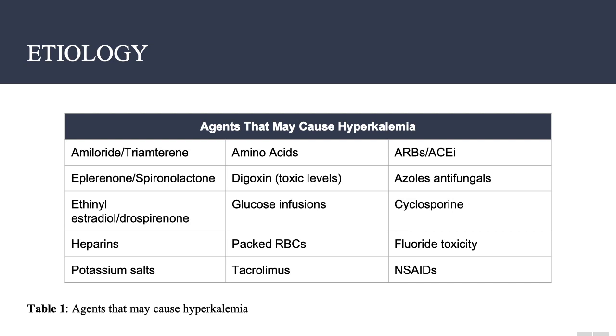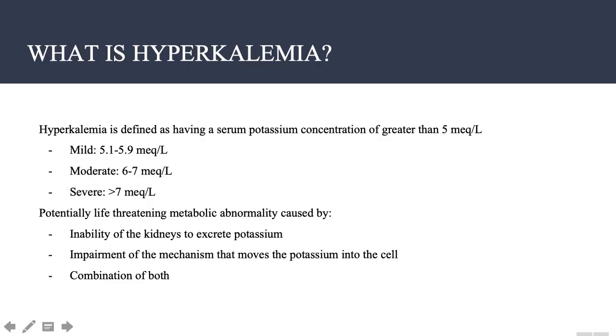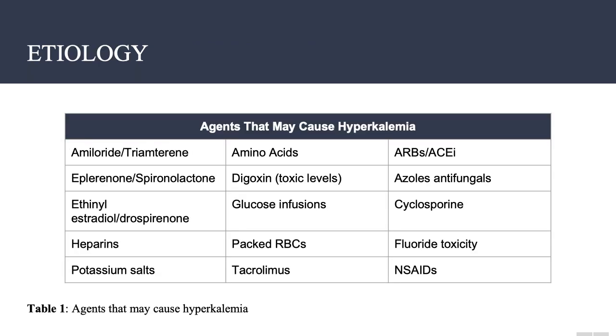So make sure you include some kind of identification of that. Divide this table with the agents based on the type of mechanism, right? So for example, ARBs and ACE inhibitors will be the first mechanism, where there is an inability of the kidneys to excrete potassium. And the agents that follow the second mechanism, I will identify that also.